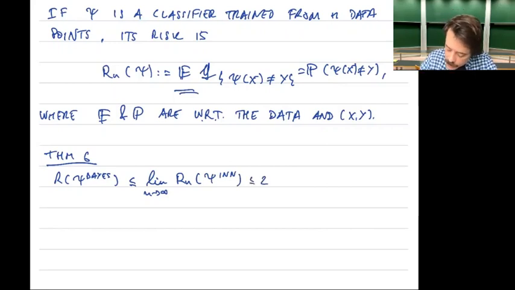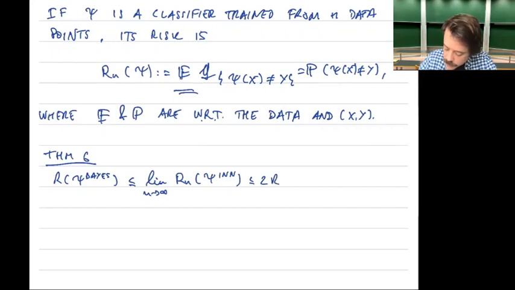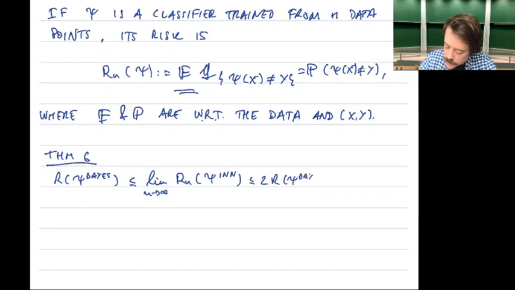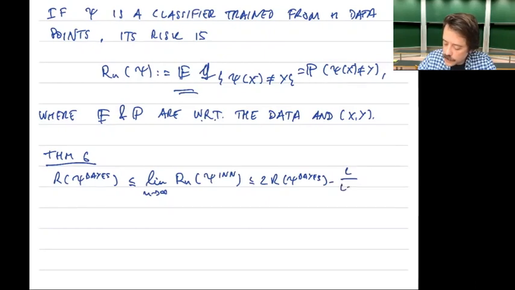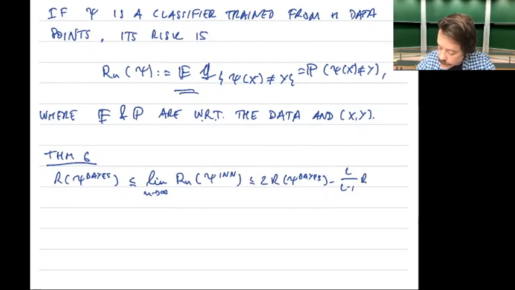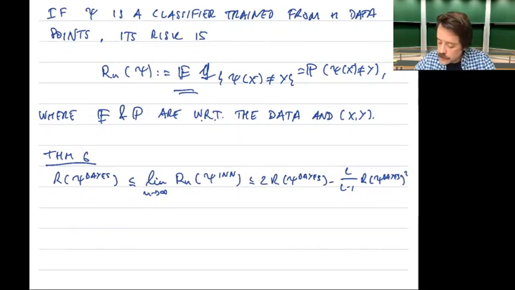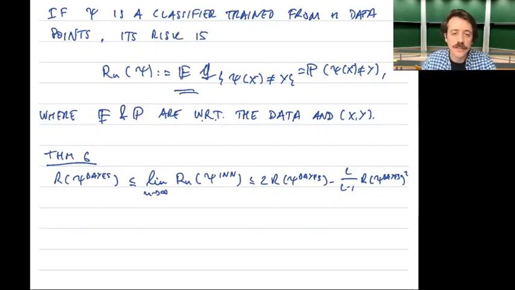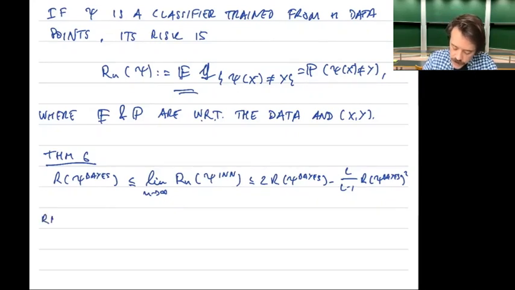And this guy is in turn bounded by 2 times the previous risk, times 1 minus the risk, again, of the base classifier. Okay, so this is giving us control, at least asymptotic control, of the risk. And so let's make a couple of remarks.